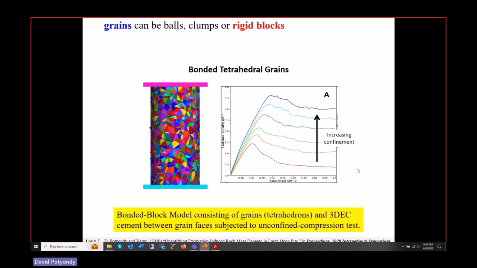So there's bonded tetrahedral grains, which is a very weird thing. I really can't think of the tetrahedra as grains. This is just a weird microstructure that's going to give you macroscopic behavior that's very much like a rock, but it's really not a measure of the microstructure.